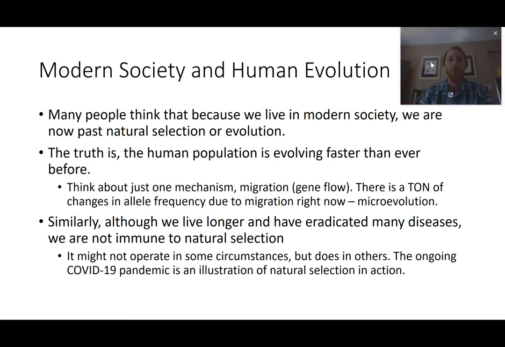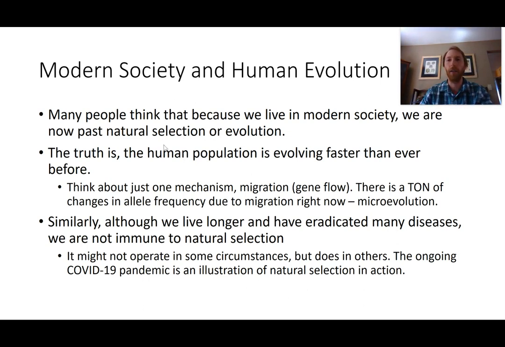Okay. Real quick, let's go through this. A lot of people think that because we live in modern society, we're immune to evolution, specifically natural selection. The truth is that evolution is an ongoing process.